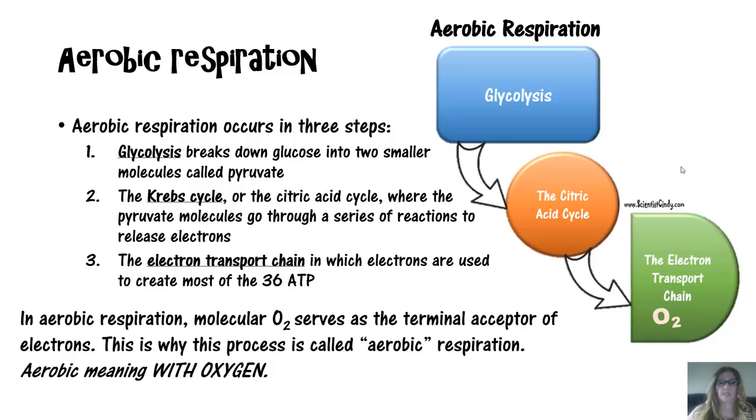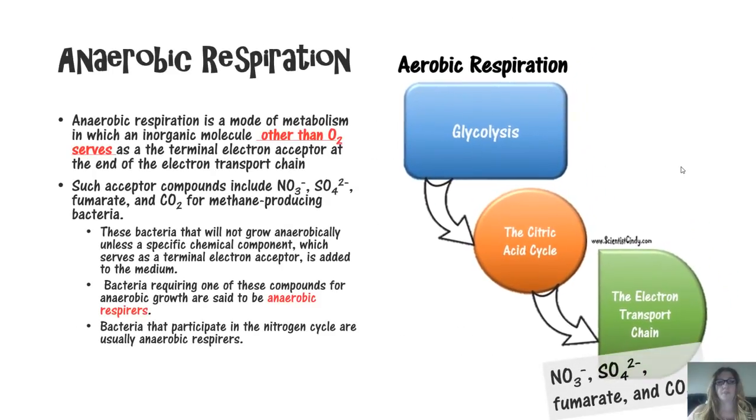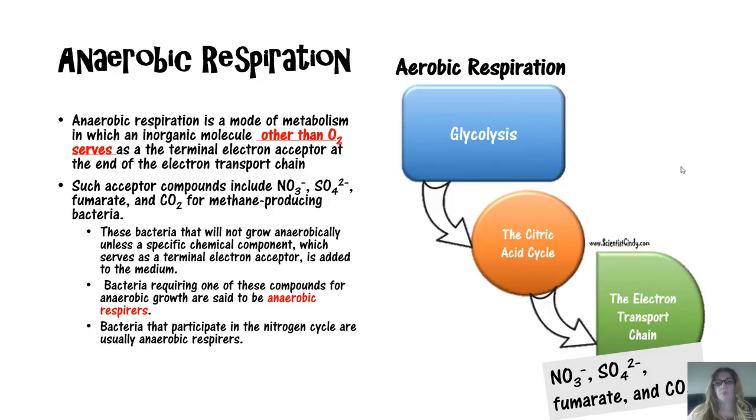In aerobic respiration, molecular oxygen serves as the terminal acceptor of electrons. This is why the process is called aerobic respiration, meaning with oxygen. So what happens if it's anaerobic? Anaerobic respiration is a mode of metabolism in which an inorganic molecule other than oxygen serves as the terminal electron acceptor at the end of the electron transport chain. Notice that I said inorganic, because if it's an organic molecule, it's actually going to be fermentation.